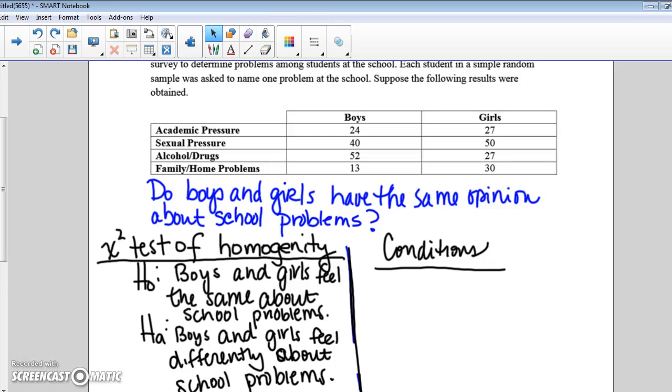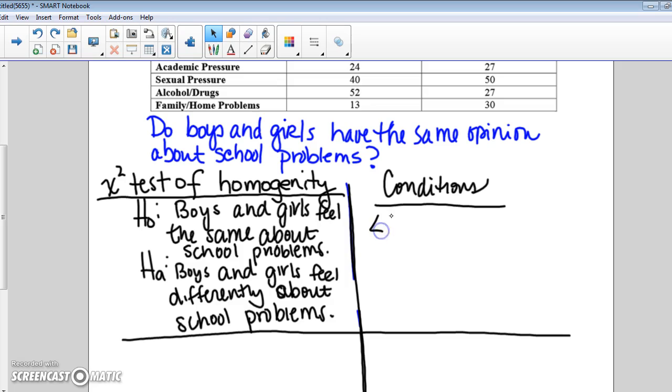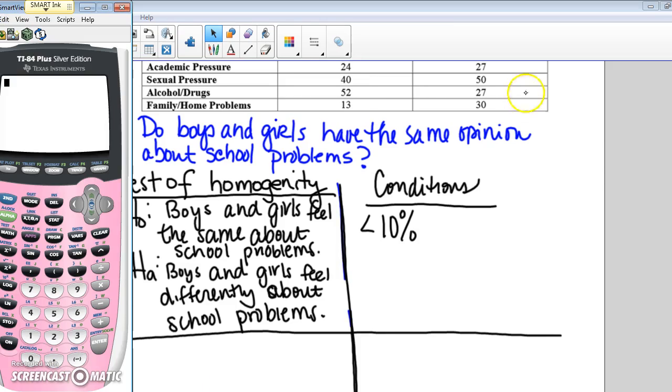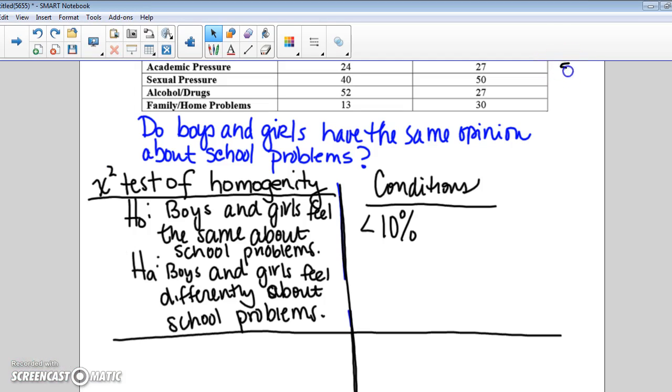This is the problem we were looking at in class. So we're going to put this in the calculator to do the conditions. We know it's less than 10%. So when you add up this group, we get 51, 90, 79, 43, which gives us a full number of 263. So we would say 263 is less than 10% of all boys and girls.